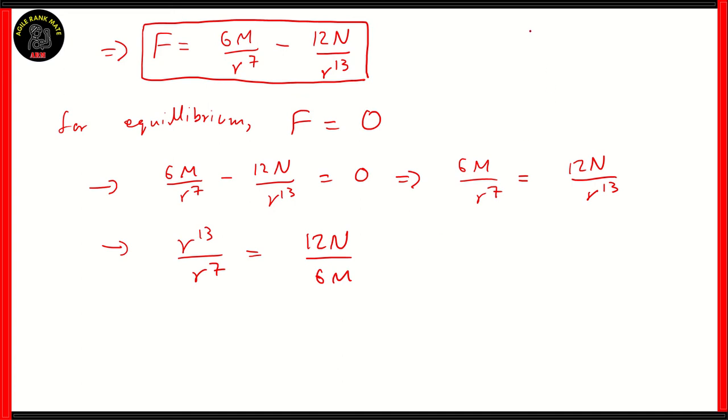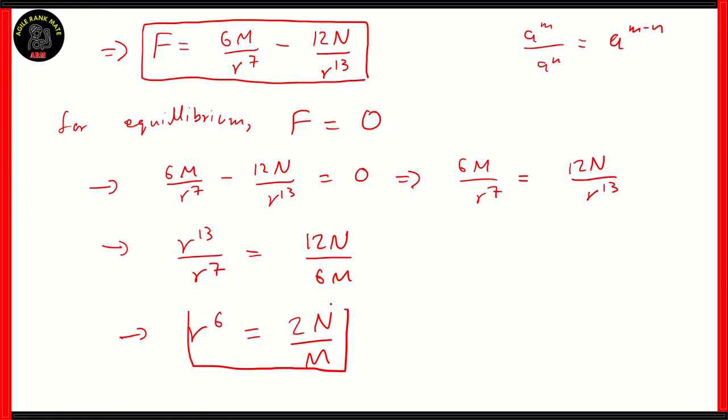Now, in the law of exponents, a raised to m divided by a raised to n equals a raised to m minus n. So when we apply that, r raised to 13 minus 7 gives us r raised to 6, and 6 goes into 12 two times, so the right hand side becomes 2n over m. So this is our next value that we need to keep in mind.